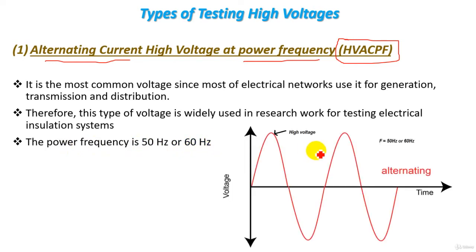This is the waveform of this high voltage AC. As we see, this is AC or alternating current waveform, and the frequency of this waveform is 50 or 60 Hz, but the voltage is high voltage. So we need to generate this type of voltage in the lab.